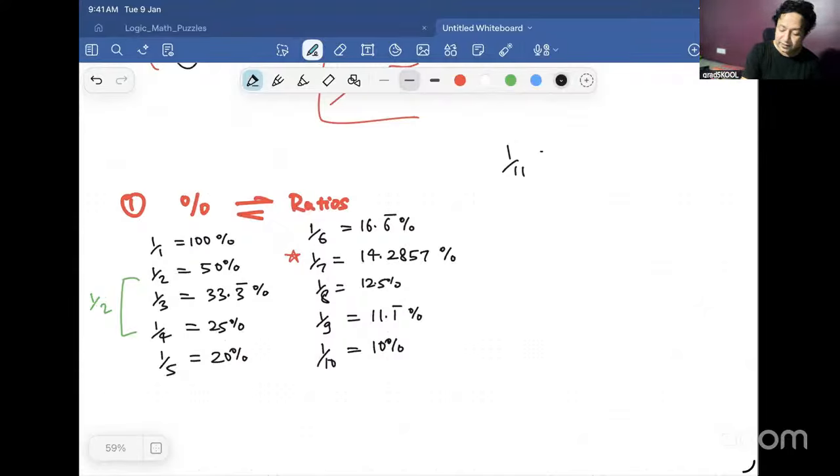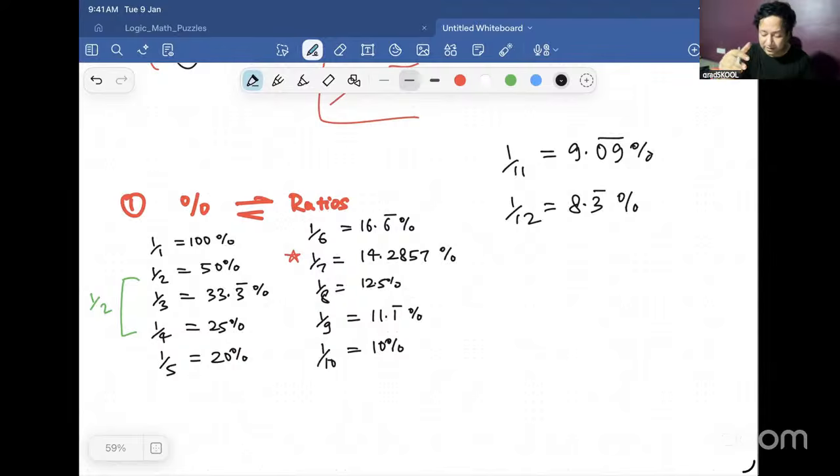1 by 11 is 9.09%, where 09 keeps on repeating, 9.0909 and so on. Then we have 1 by 12, which will be 8.33%. So 3 keeps on repeating. By the way, 1 by 12 is half of 1 by 6.